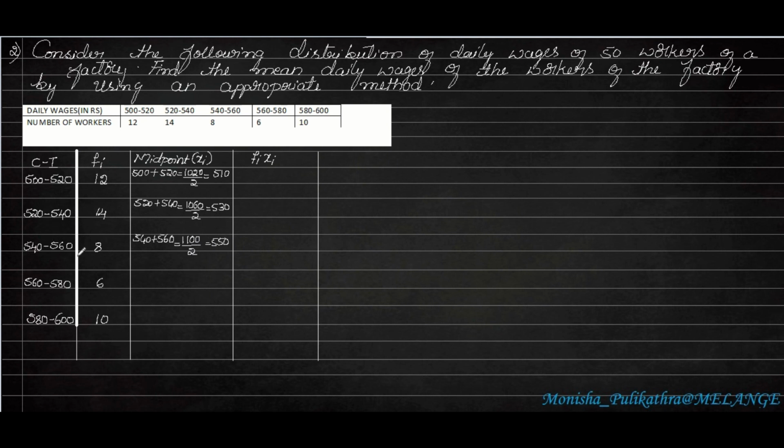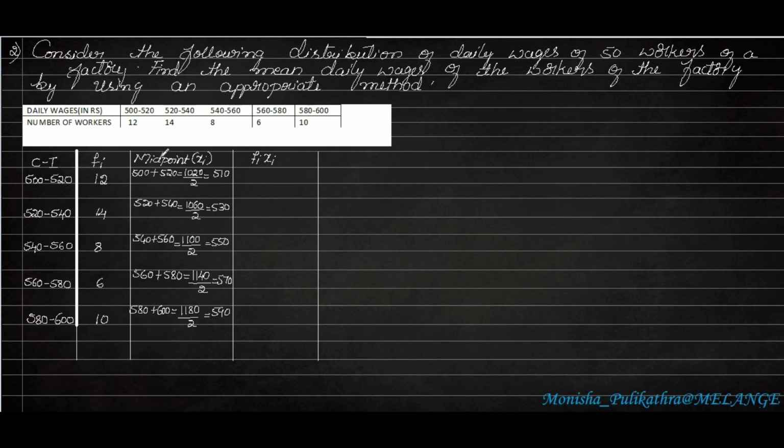540, 550, 560. Next one is 560 plus 580, which is equal to 1140, divided by 2. If you divide this, you will get 570. That is 560, 570, 580. Next, 580 plus 600 is equal to 1180, divided by 2, that is equal to 590. So 580, 590, 600. Okay.